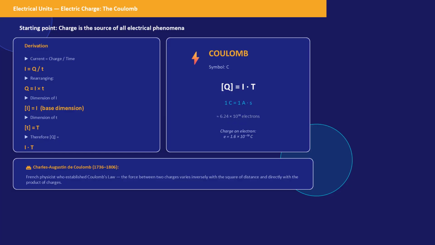To put that in perspective, a Coulomb represents approximately 6.24 times 10 to the power 18 electrons. That is 624 quintillion electrons passing a point in 1 second. The charge on a single electron is just 1.6 times 10 to the power minus 19 coulombs, an incredibly tiny quantity. The unit is named after Charles Augustin de Coulomb, a French physicist who in 1785 established Coulomb's law. The electrostatic force between two charges is proportional to their product and inversely proportional to the square of the distance between them. This law is the electrical equivalent of Newton's law of gravitation.